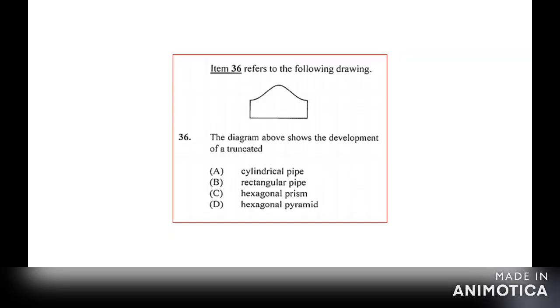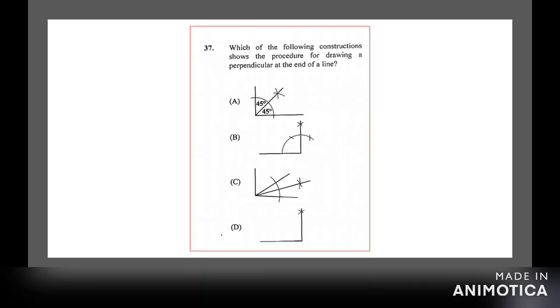The diagram above shows a development of a truncated, that would be a cylindrical pipe. So 36 would be A. If you curve that around and put the two ends together, you would get a cylindrical pipe. Which of the following construction shows a procedure for drawing a perpendicular at the end of a line? So it can't be A, it can't be C, can't be D, so the answer would be B.